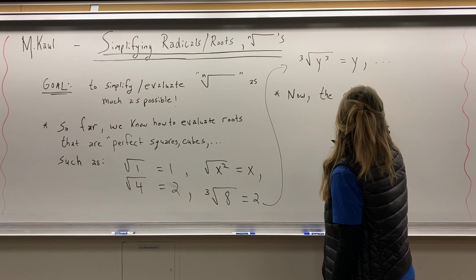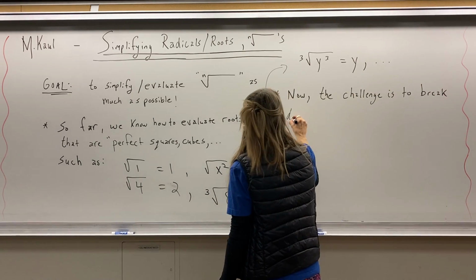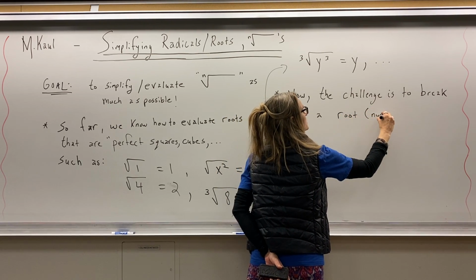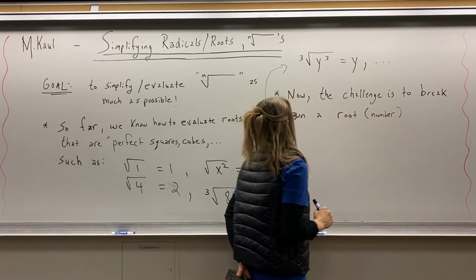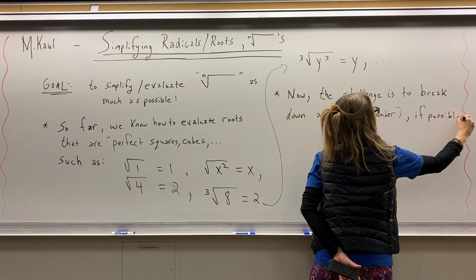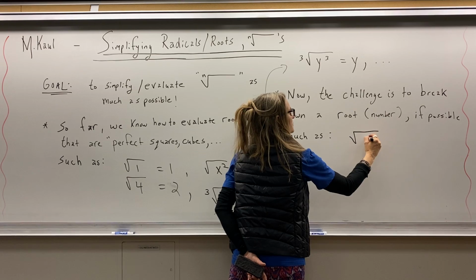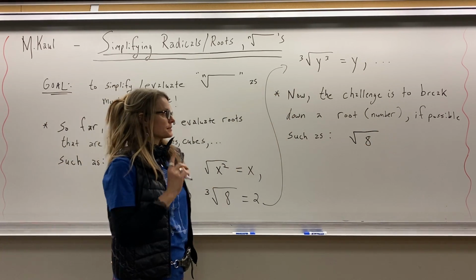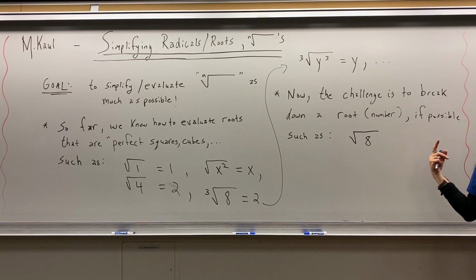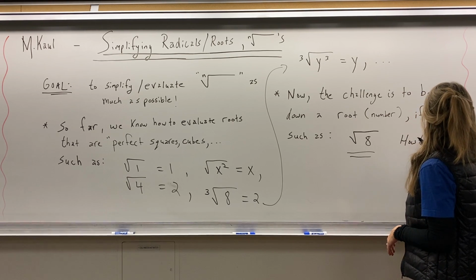So now the challenge is to break down a root, which is just a number approximation, if possible, such as. Say we have the square root of 8. Okay, so the square root of 8 is not a perfect square. What multiplied by itself twice will give you 8? Well, that doesn't exist. So how do we do that? And that is the main question.